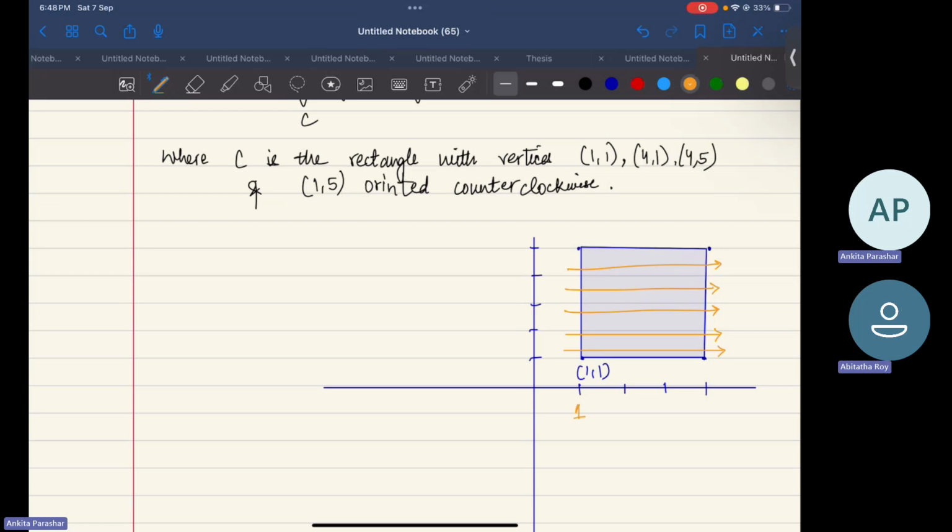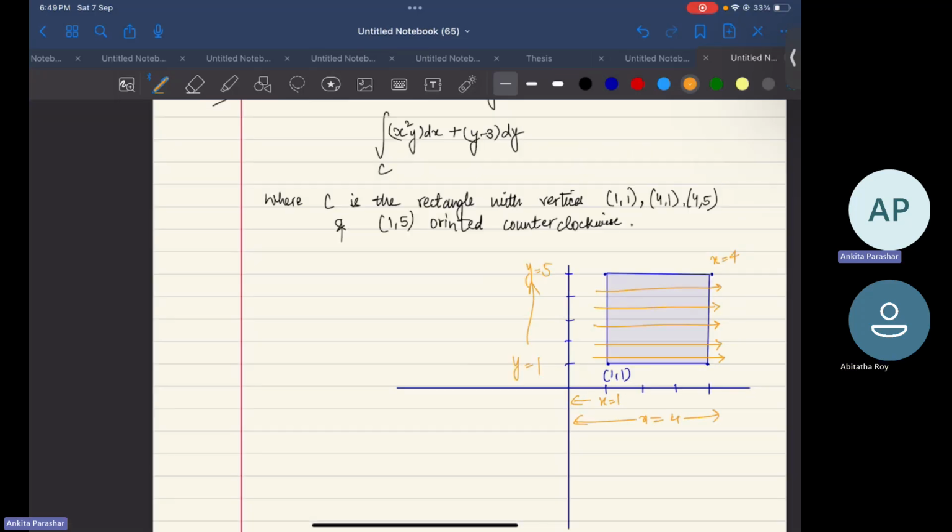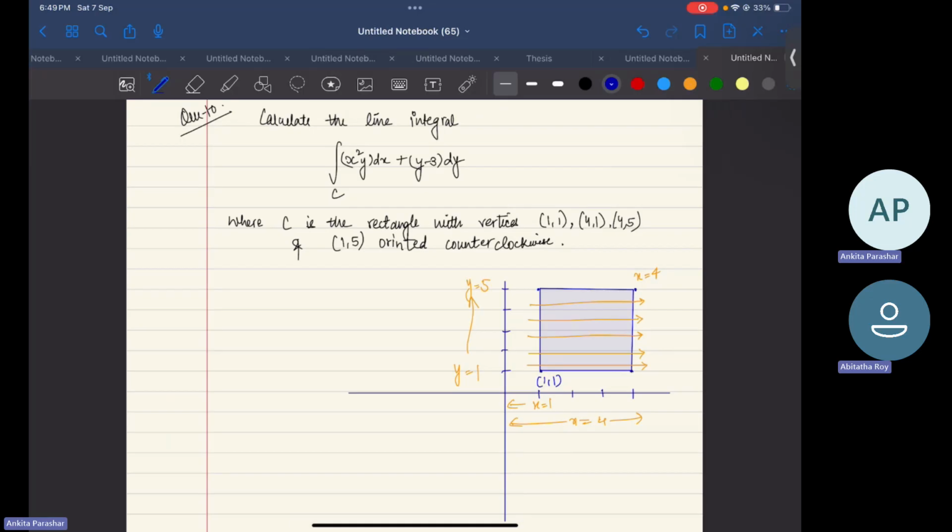So you are actually going from which line? This is x equal to 1, and x will go from 1 to 4. Is it x equal to 1 or y equal to 1? x equal to 1 to x equal to 4. And then y goes from 1 to 5. We are going this way. All right, so we have the region. It's good enough, and we want to find F dot dr.